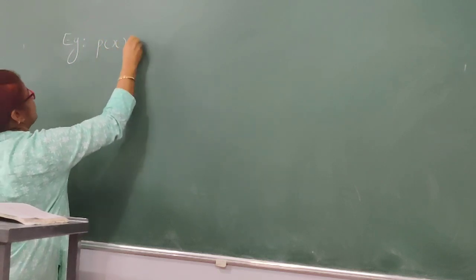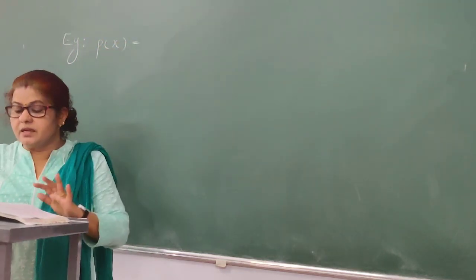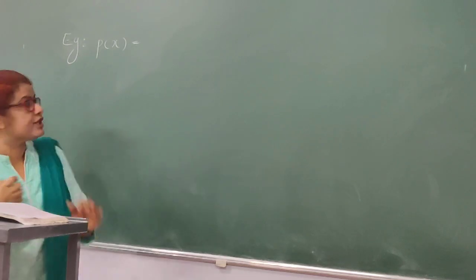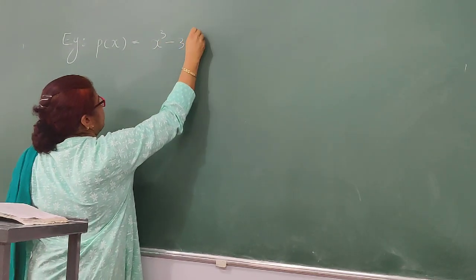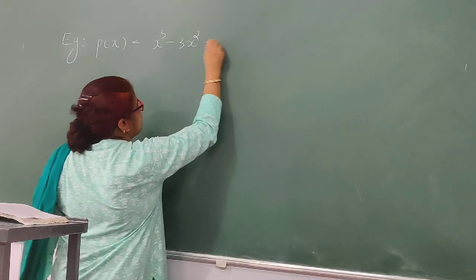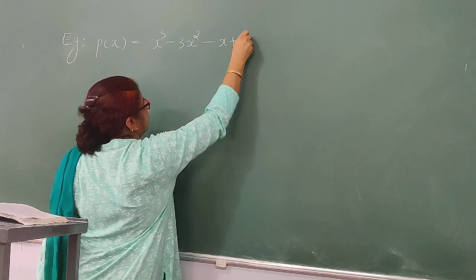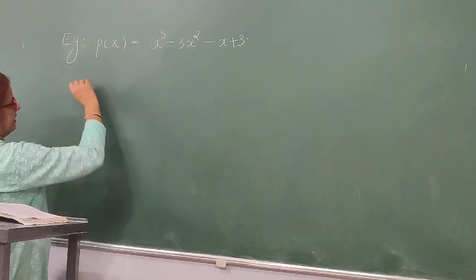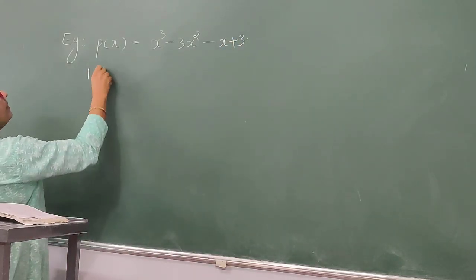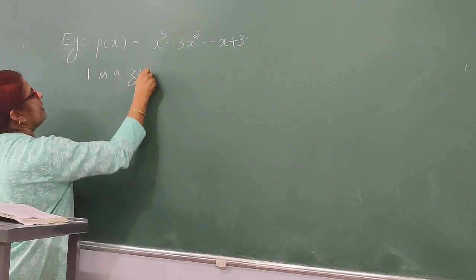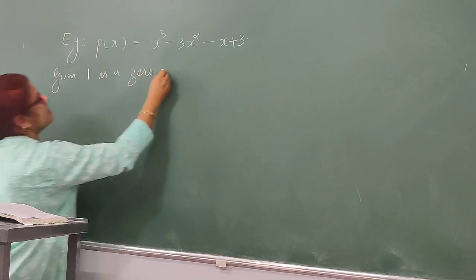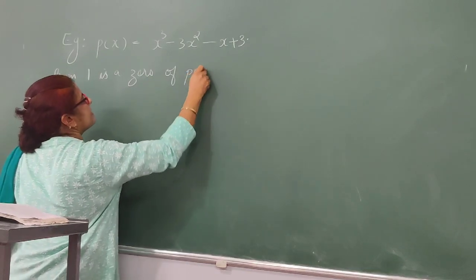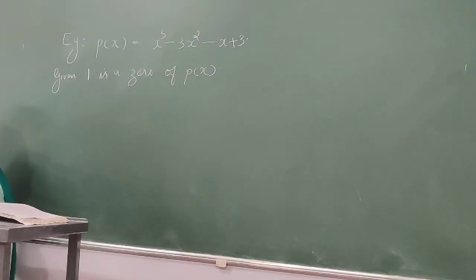Suppose p(x) is given as x cubed minus 3x squared minus x plus 3. Suppose you are given 1 is a zero of p(x). This is given.